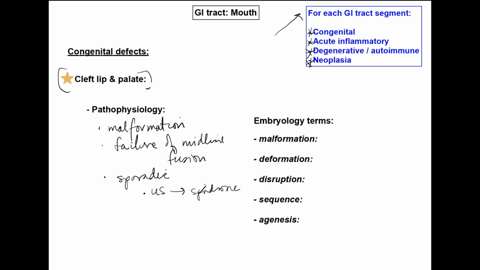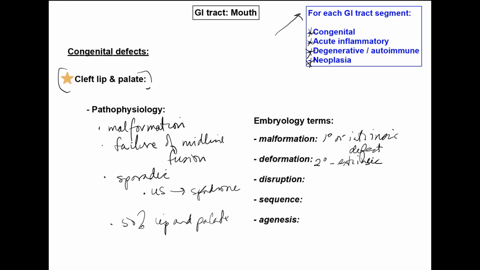And these are mostly neuroectodermal in origin. 50% of clefts will involve both the lip and the palate. A word on embryologic terms. A malformation is a primary or intrinsic defect of formation, and it implies that there is abnormal signaling of cells forming an organ. By comparison, deformations are secondary, meaning they are extrinsic.